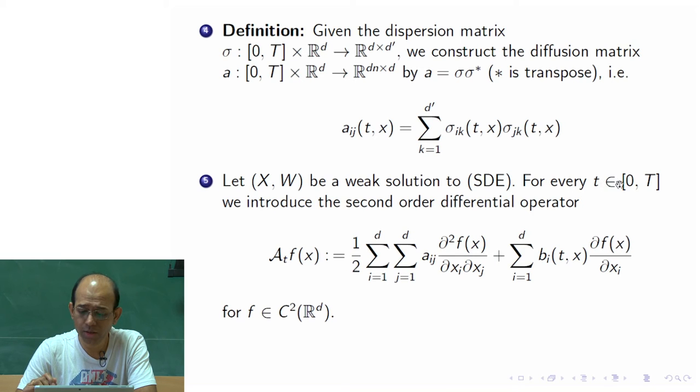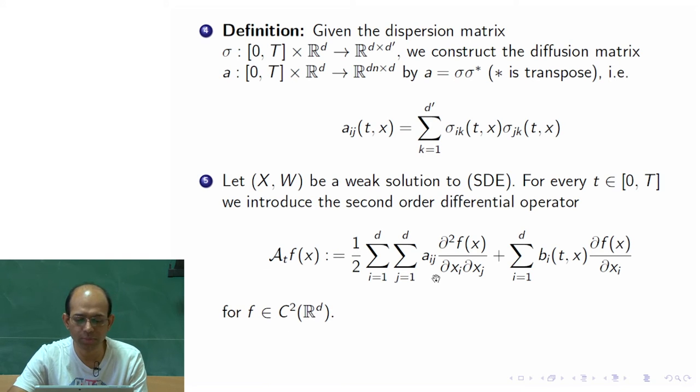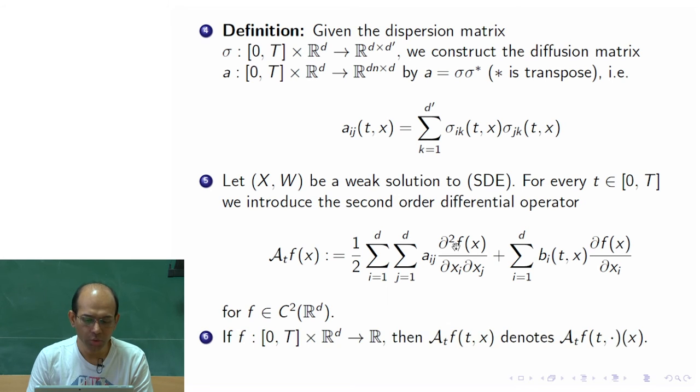For every small t in 0 to capital T, we introduce the second order differential operator, A_t f(x), which is half of this double summation over i and j, a_ij ∂²f/∂x_i∂x_j. This is the second order partial derivative of f. So, for every f which is continuously twice differentiable, we can define this operator. And it also has b_i ∂f/∂x_i, where i goes up to d. Basically, this is a dot product, and you can also write this in terms of gradients, but here I have not used that vector notation.